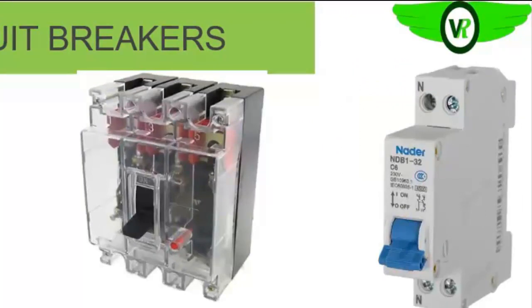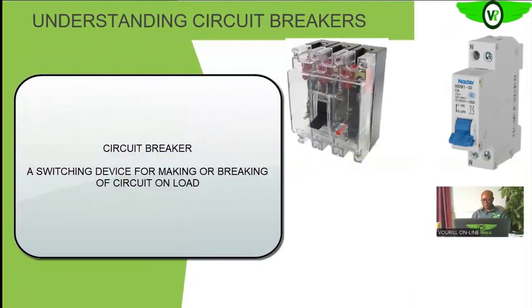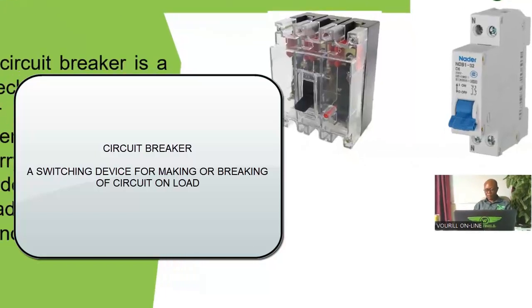We are going to look in detail at the components inside these circuit breakers, and how these components interact with one another to cause the normal operation of the circuit breaker when there is a fault condition, where it is expected to act. So put it at the back of your mind: a circuit breaker is meant for switching the circuit, that is making or breaking the circuit while on load. That is the function of the circuit breaker.